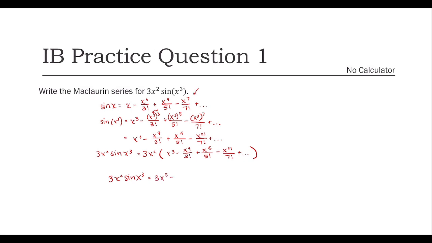minus 3x to the 11th over 3 factorial, which is 3 times 2 times 1, so 6, plus 3x to the 17th over 5 factorial, which is 5 times 4 times 3 times 2 times 1, so 120, minus 3x to the 23rd over 7 factorial, which is 7 times 6 times 5 times 4 times 3 times 2 times 1, which equals 5,040.